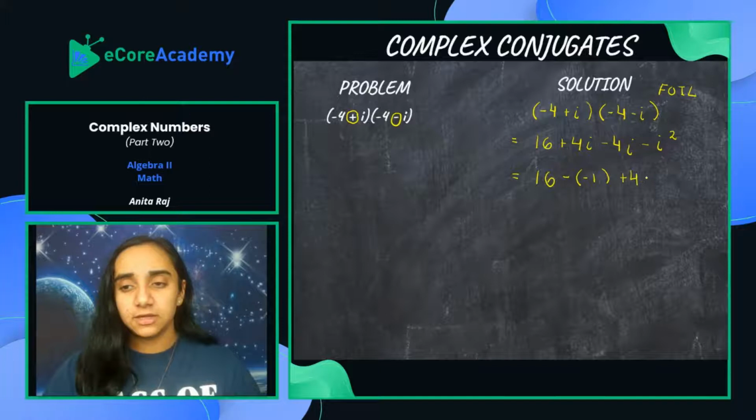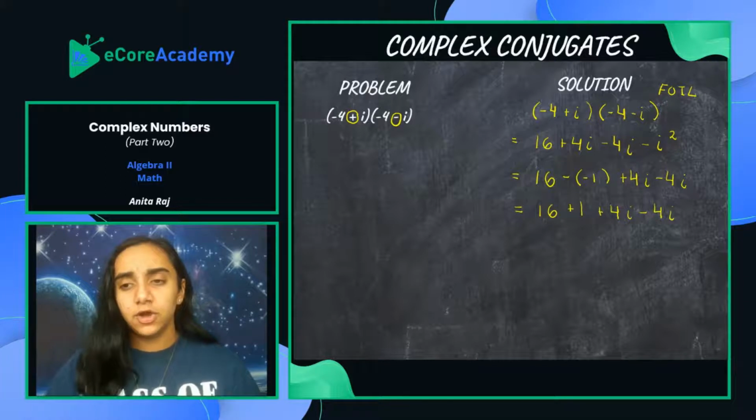And let's add the plus 4i minus 4i to the end. And hopefully you're seeing where this is going. Afterwards, what we're going to do is we're just going to have 16. Like I said, negative times negative is positive, so this becomes plus 1. Then we get plus 4i minus 4i.